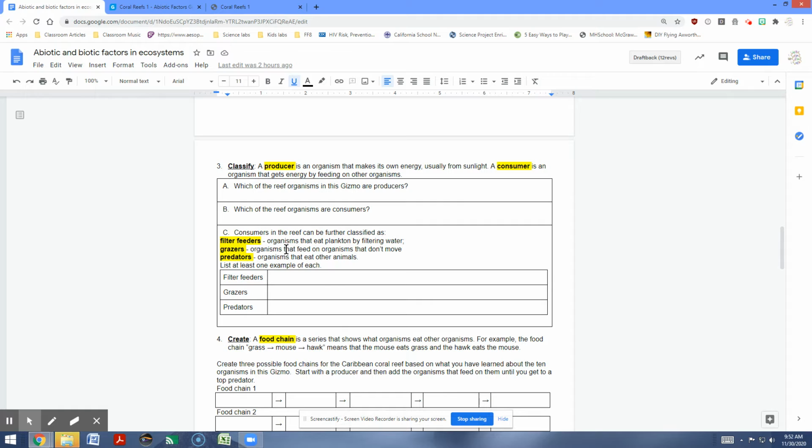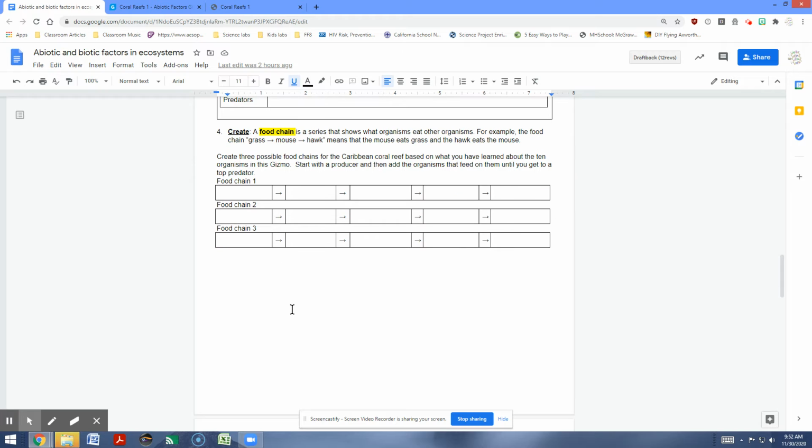Consumers in the reef can be classified as filter feeders. They eat plankton by filtering water. Grazers, organisms that feed on organisms that don't move. And finally, predators, organisms that eat other animals. Go ahead and give an example of a filter feeder, a grazer, and a predator here.